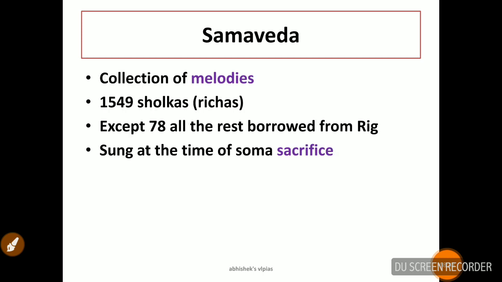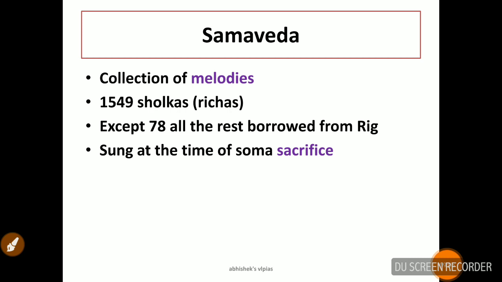Now we can switch to the Samaveda. Samaveda is a collection of melodies, like poems or songs that are sung. Sama, you have definitely heard about something like Somayagam, right? So it is a collection of melodies.